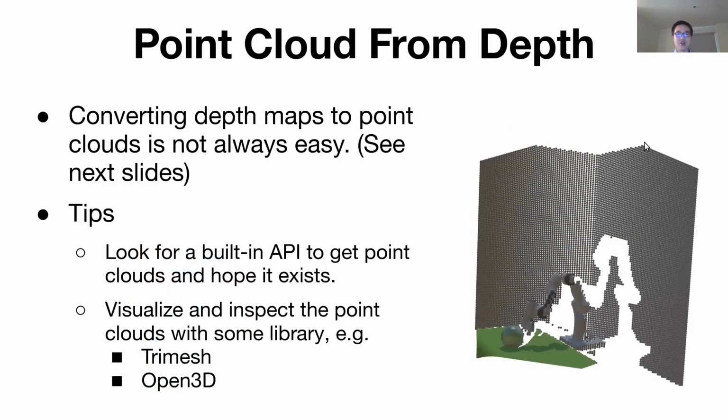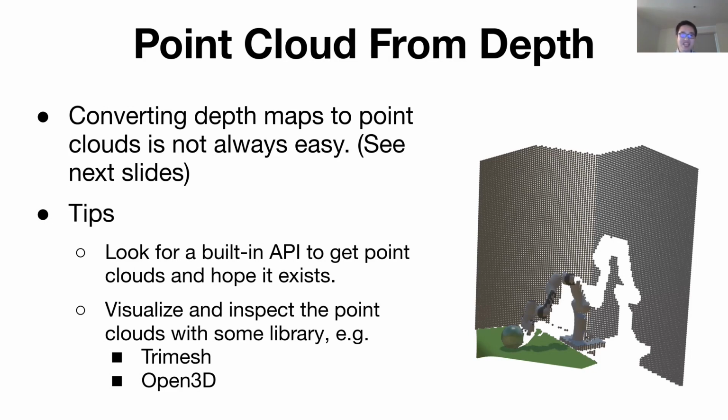Next is the point cloud from depth. In many environments, we want to represent the observed images as point clouds. However, converting depth maps to point clouds is not always easy, and I will explain those in the next few slides when I talk about matrices. Here, my general tip is that first you should just look for a built-in API that would get you the point cloud directly. And most environments would actually provide that.